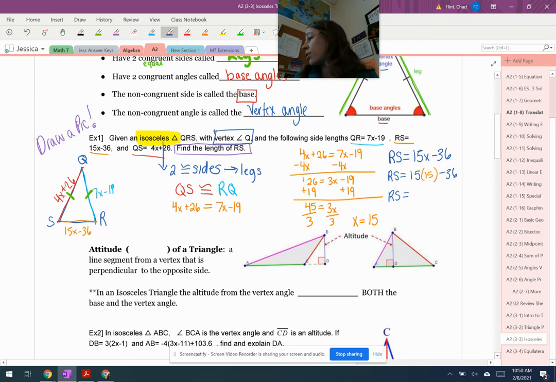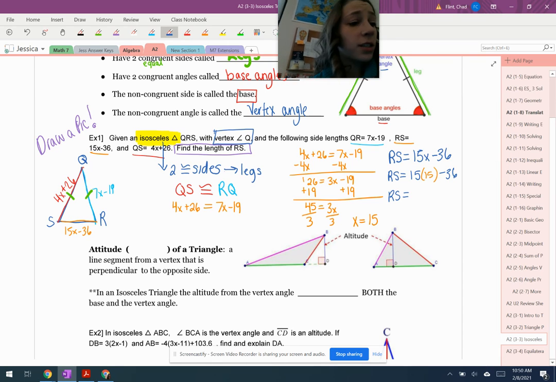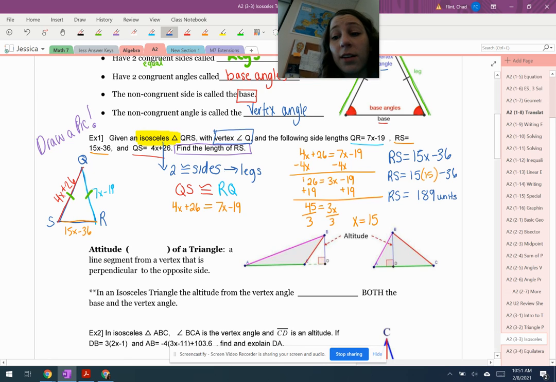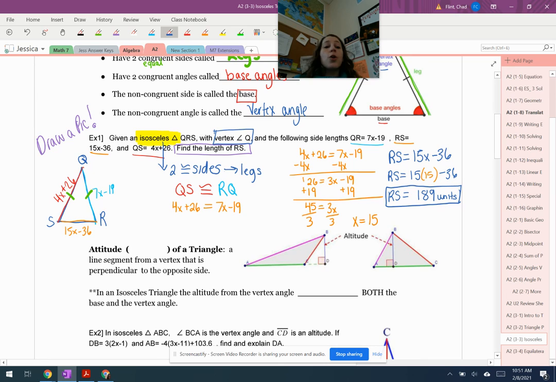So just a little math to finish that off. 15 times 15 is 225, minus 36 is 189, and we don't have any units. It's not degrees because it's not an angle, so we'll just call that units. Boom. So we use the fact that two of those sides were equal to set them equal, solve for x, and then find what they were asking for.